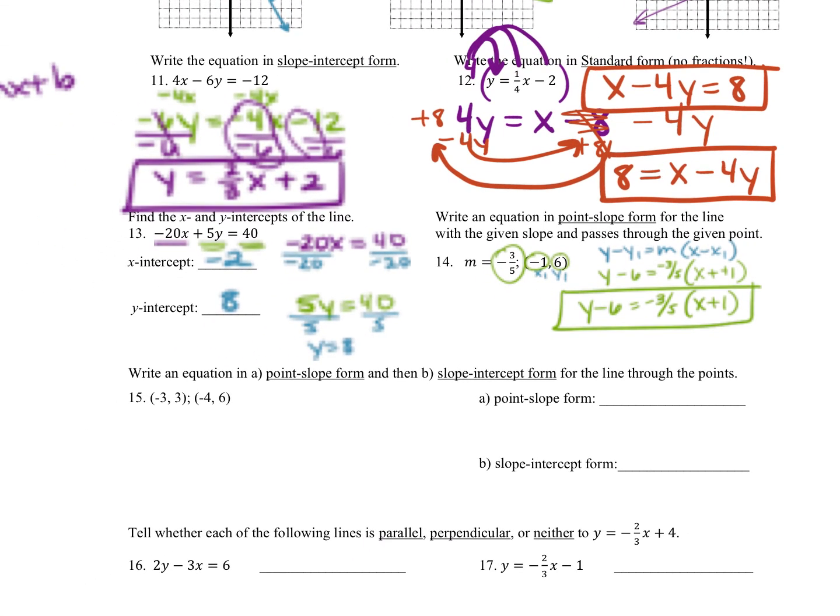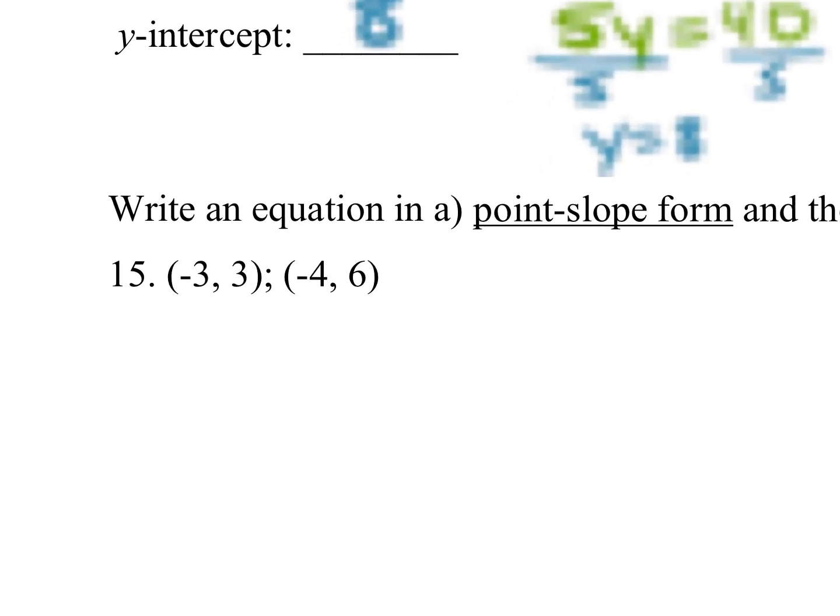All right, number 15. This says write an equation in point slope form and slope intercept form for the line through the points. So if we're going to write in point slope form or slope intercept form, we need a slope. Okay, so if you look back up at the very top of the paper again, you see your slope formula. This is going to be x1, y1 and x2, y2. So it's going to be y2 minus y1 over x2 minus x1.